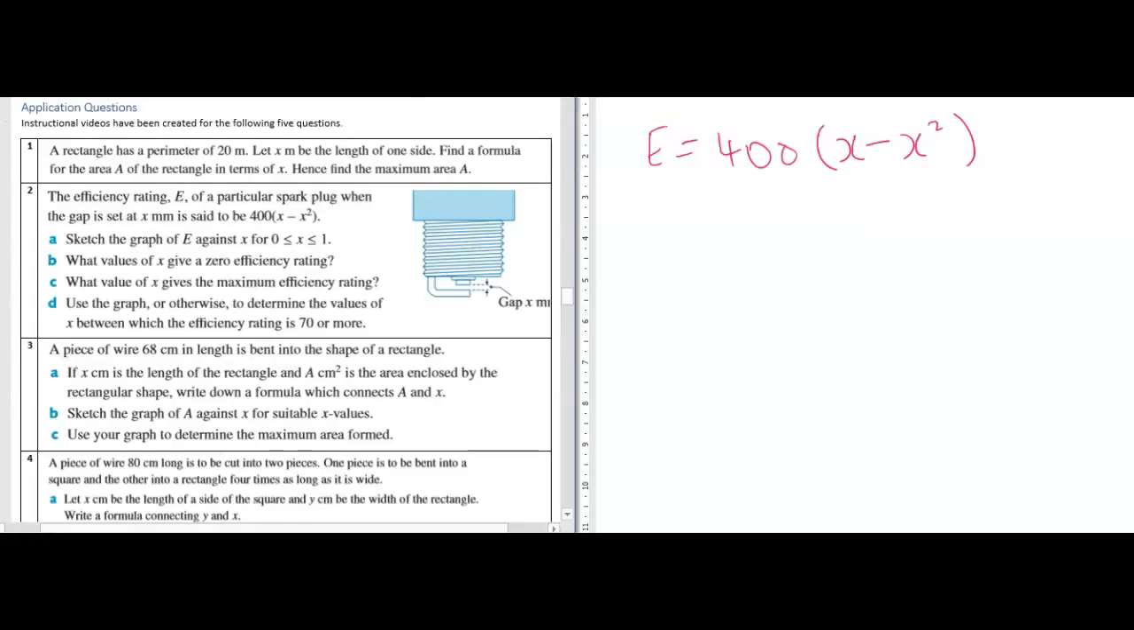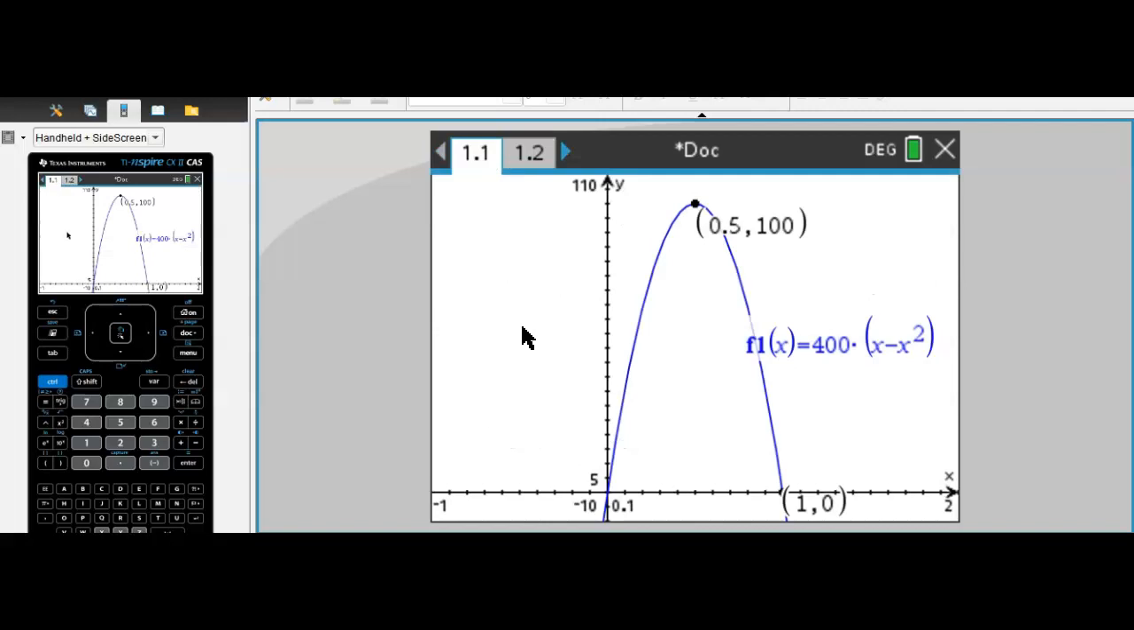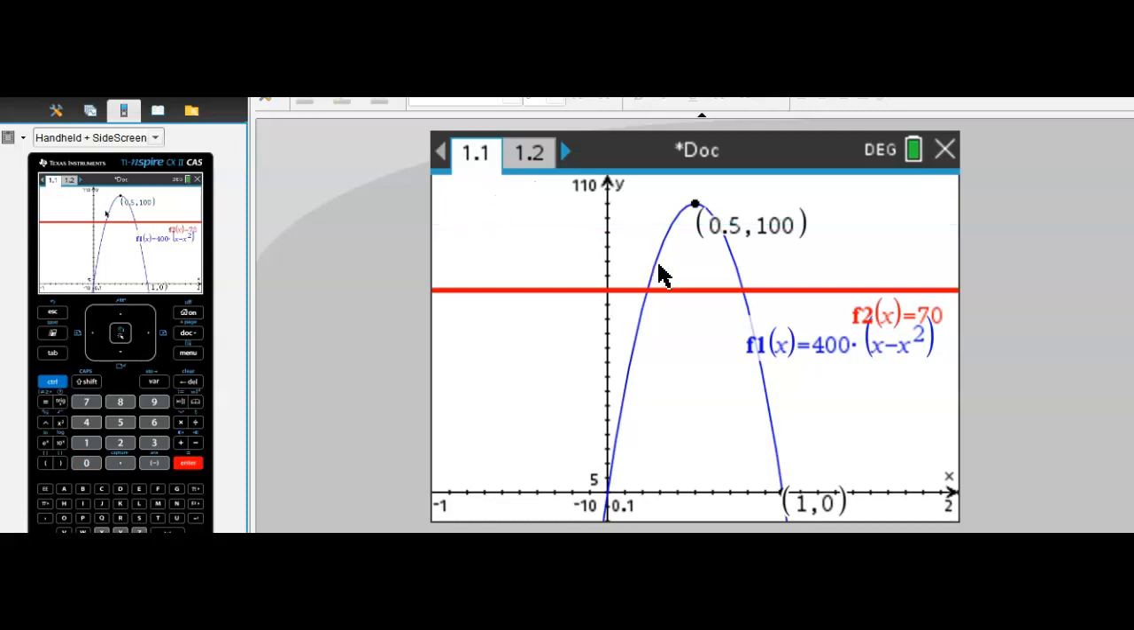All right, the next question. Use a graph or otherwise to determine the values of x between which the efficiency rating is 70 or more. Okay, so if we go back to our graph, what we can do is add the line E equals 70. So if I go to tab, type in 70. Remember, this F2 is just another way of saying y equals, or in this case, because we're using the variable E, it's E equals. There it is.